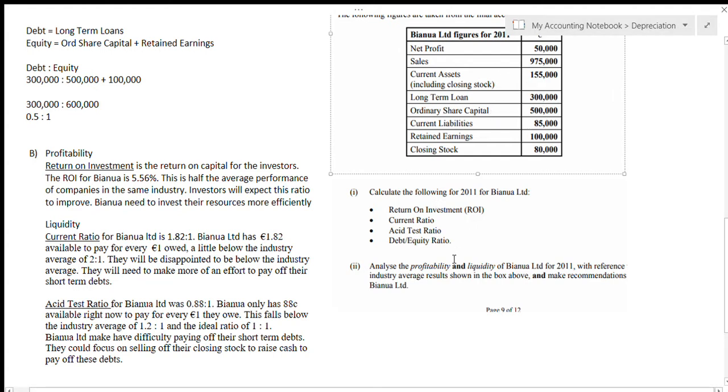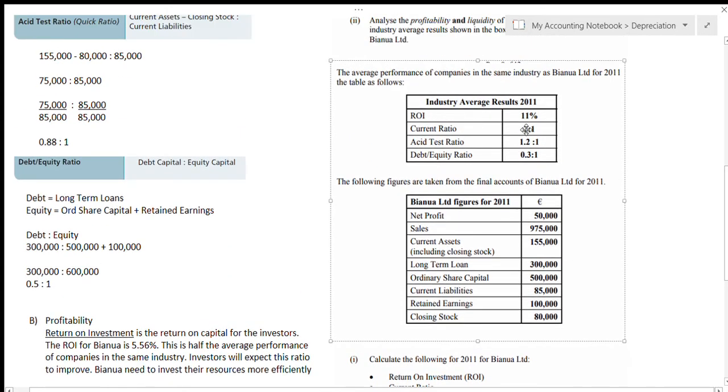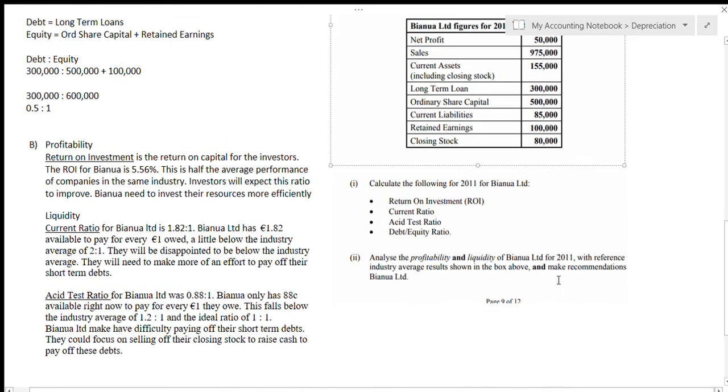But the second one, they ask you to analyze the business, analyze the profitability and liquidity with reference to the industry average results shown in the box and make recommendations. So you have to analyze profitability and liquidity compared to the industry results, which we see up here. This is the industry average for that year, and then make recommendations as to what this company could do to maybe fix it.